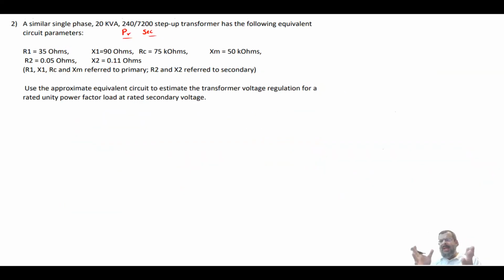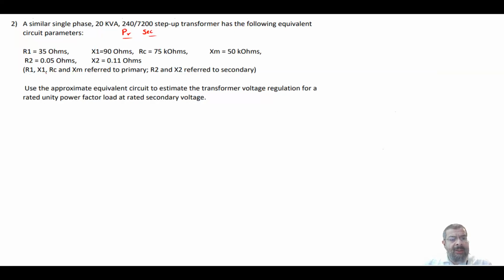Now this is a step up, and any transformer can be step up or step down depending on where you inject your source, or from where the supply is applied, and where the load is connected. Okay. Now it has the following equivalent impedances: R1 and R2, X1, X2, RC, and XM.